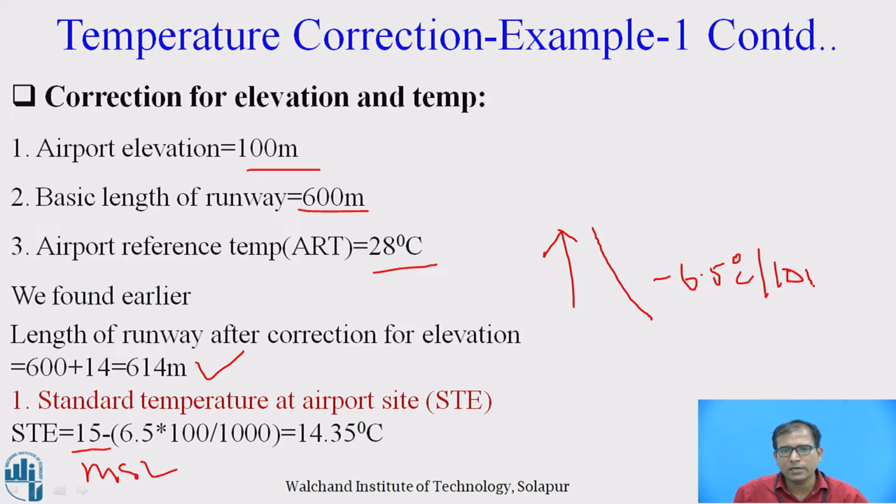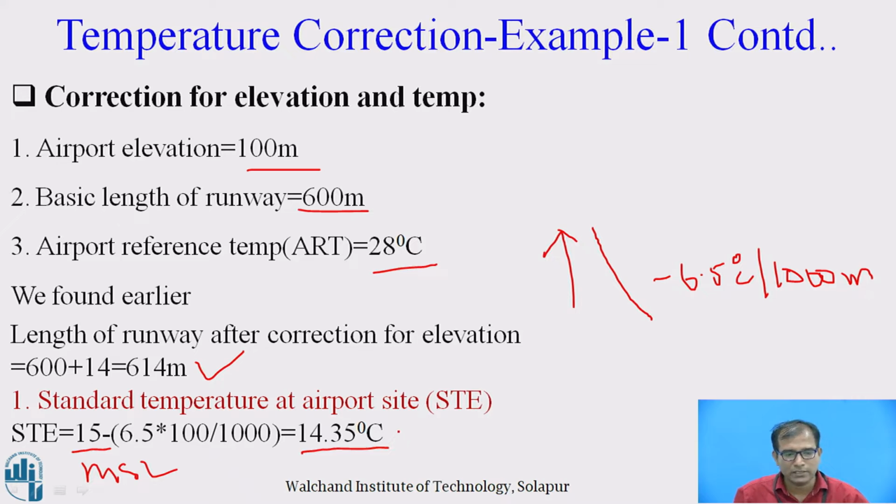This is the decrement rate, which we already know. This is the rate of decrement of temperature as we go to higher altitudes. For every 1000 meter there is a drop, or lapse rate, of minus 6.5 degrees centigrade. Now for 100 meter elevation, we have got 14.35 degrees as the standard temperature at the airport site.